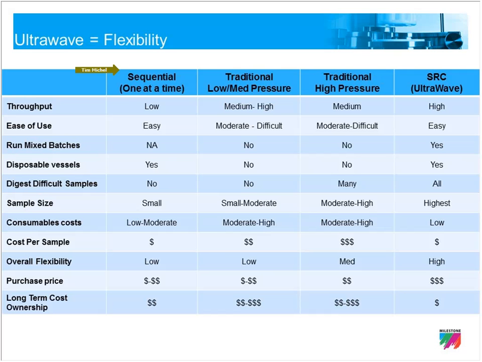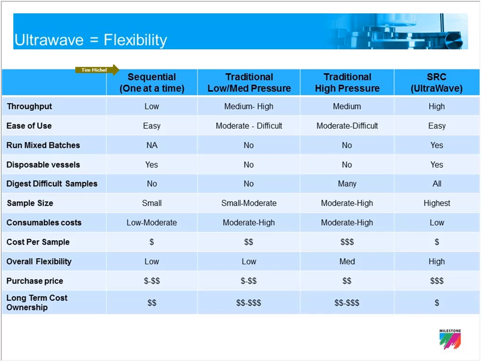In terms of the sequential system, the great thing about it is that they're very easy to use. Snap-on caps, typically you can automate it using robotics. The challenges with it are, one, the throughput is relatively low. To digest a single sample is relatively quick, but to digest a full batch of samples can take some time.